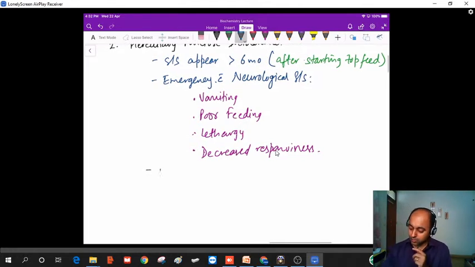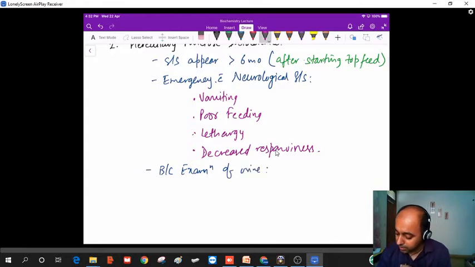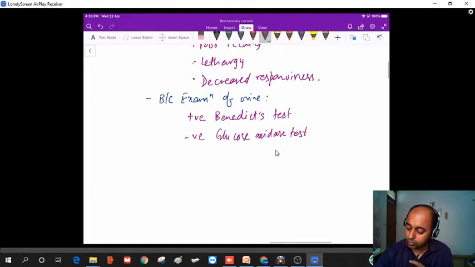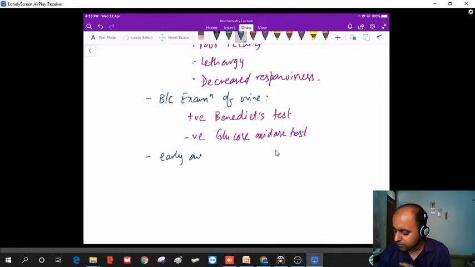When you do the biochemical examination of urine, the result is similar to essential fructosuria. What do you mean by that? You will have a positive Benedict's test and a negative glucose oxidase test. Last, just like in essential fructosuria, you will have early onset diabetes-like cataract.